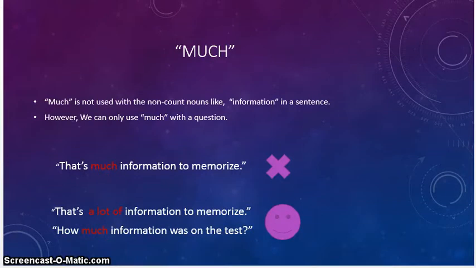Now let's look at a sentence that is wrong. That's much information to memorize. This is wrong. We don't use the quantifier much in front of the non-count noun information. Also, let's look at a sentence where we can use a different quantifier with the non-count noun information. That's a lot of information to memorize. I've chosen a different quantifier to put in front of the non-count noun information.